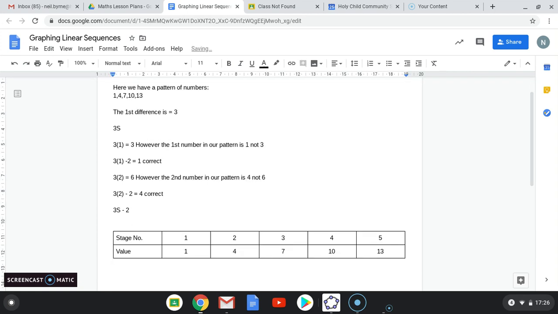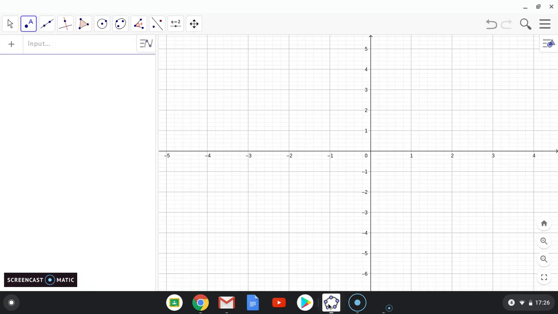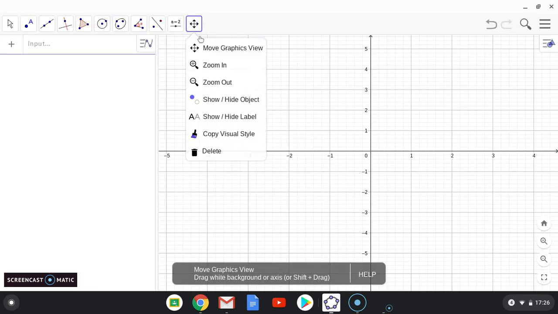Well, what we have here now, folks, is coordinates. We have our x coordinate and we have our y coordinate. So I can group these together as coordinates: 1, 1; 2, 4; 3, 7; 4, 10; and 5, 13. And we can now take these values and we can graph them. So let's go into our graph.